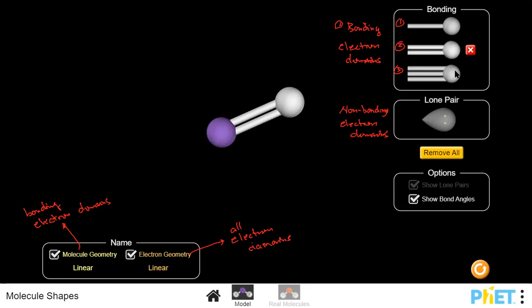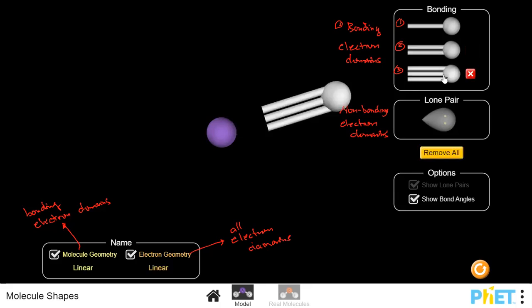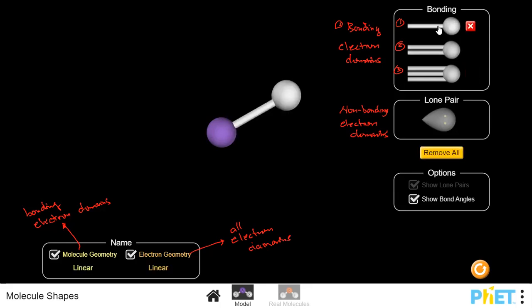And then finally, just to show you that this is correct, if we add in a triple bond, same thing again, the geometries are exactly the same for both molecular and electron. So it doesn't matter that we don't differentiate between the single, the double, and the triple bonding electron domains. They all count as one bonding domain, a single type of bonding domain. All right, so with that said, let's take a look at what happens when we add 2.